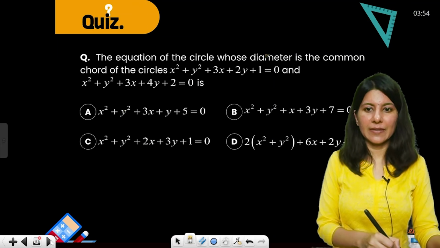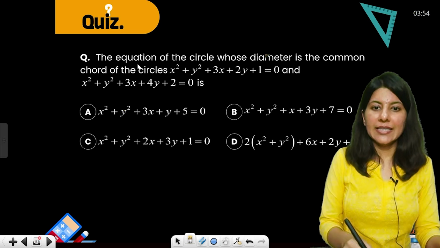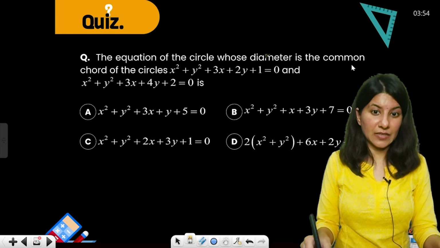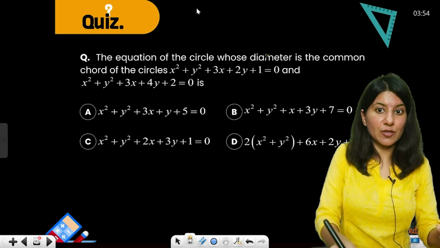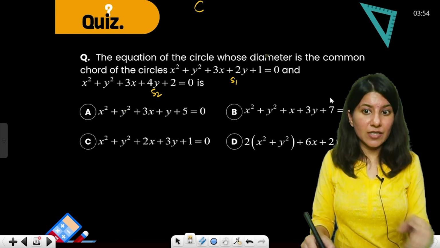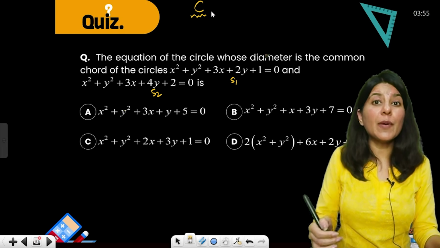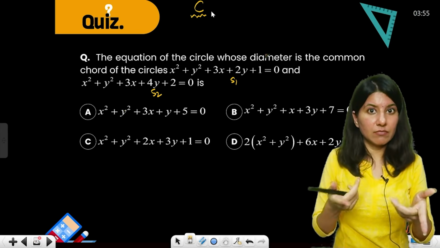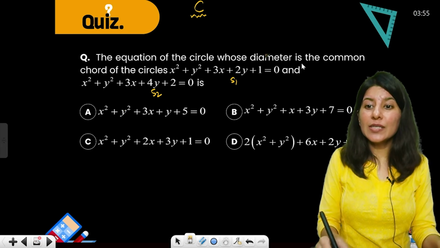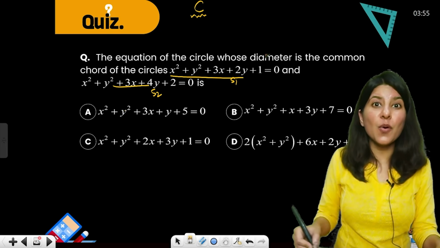Now this is a tricky question. The equation of the circle whose diameter is the common chord of these two circles. This is S1, this is S2. They are talking about my circle's diameter, which is given in options A, B, C, D. So the equation of the circle whose diameter is the common chord of these two circles.